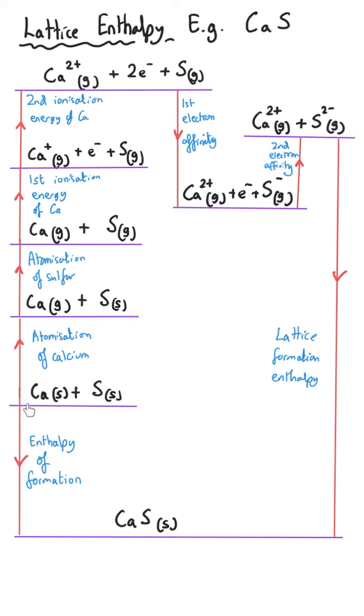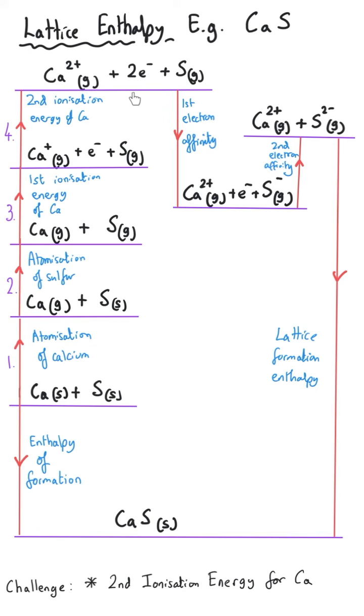We've got the atomization of calcium, so step 1. Atomization of sulfur is a separate second step. And then we've got the first ionization energy for calcium. Don't forget to include the electron that has just been lost when the calcium forms the gaseous positive ions. And then the second ionization energy of calcium.